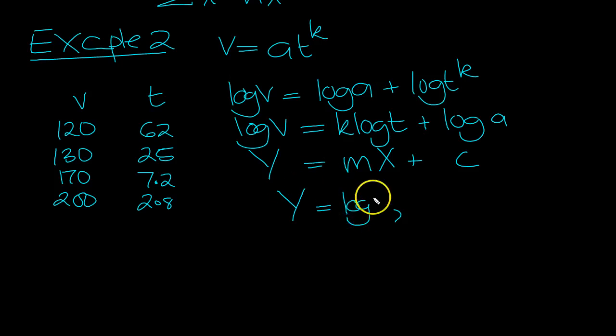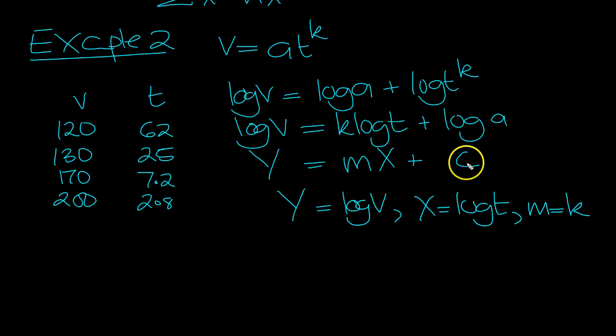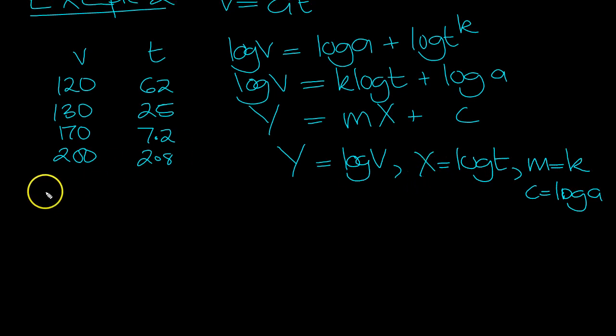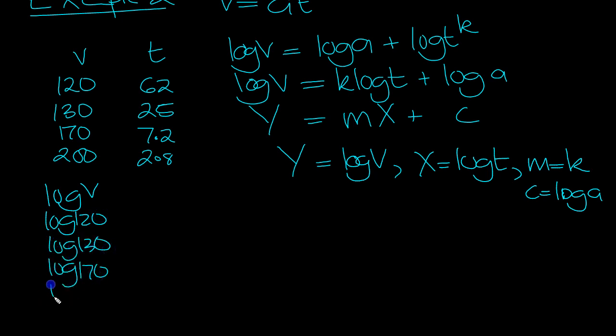Log v would be y, and the x would be log t. Then m would correspond to the value k in the formulas, and c would be log a. Okay, I'm using log base 10, I've mentioned that already. So I need to plot log v, so it's log 120, log 130, log 170, and log 200.